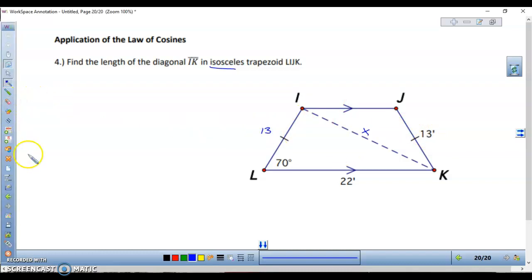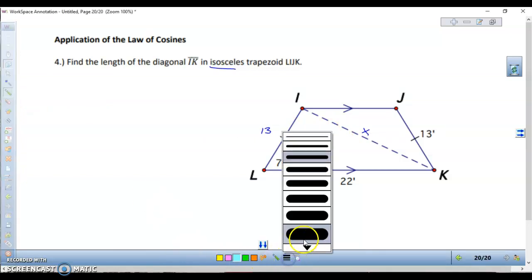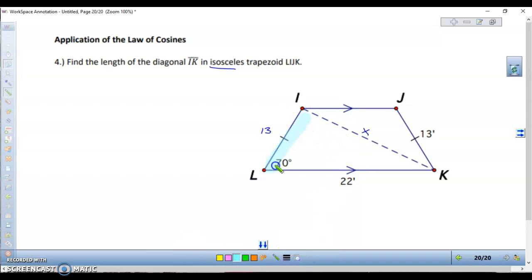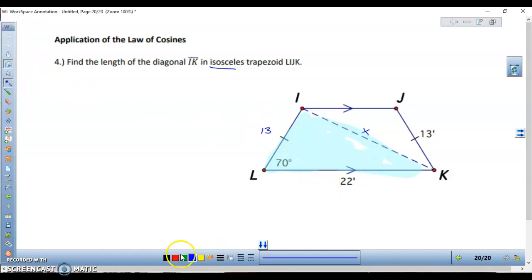So what I'm going to do in this problem is find this diagonal. You'll notice what's given to me, and I'm going to focus on this triangle here. Let me see if I can highlight it. I'm going to focus on this triangle right here. And this is a law of cosines application. The reason I know it's a law of cosines is because I've got a side, an angle, and a side, and I want to find this third side.